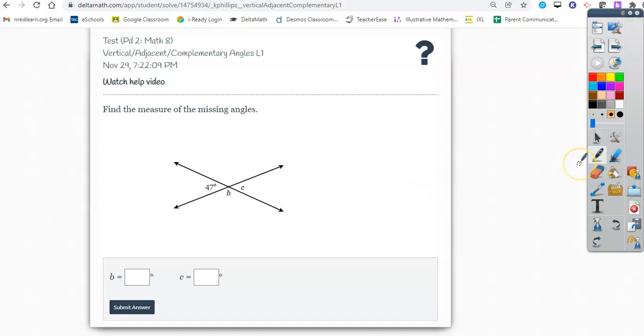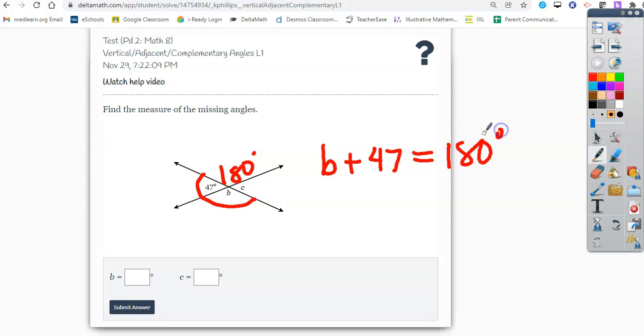So I'm going to take a look here at the first letter, which is B. B is this larger obtuse angle. It is adjacent to the 47 degree angle, but together they make this straight angle. So that means that the given angle and the missing angle B are supplementary. They have to add up to 180 degrees. So B, my mystery angle, plus 47, my given angle, have to have a sum of 180.